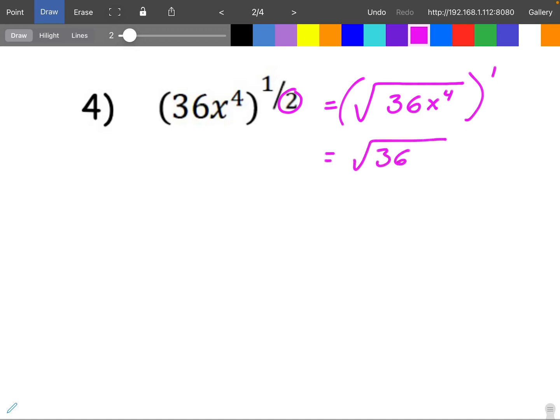So if that's really just the square root of 36x to the 4th, well, then that becomes just like the problems that we did in 7.1. We know that the square root of 36 is 6, and we know the square root of x to the 4th is x squared. So therefore, we've got our answer.